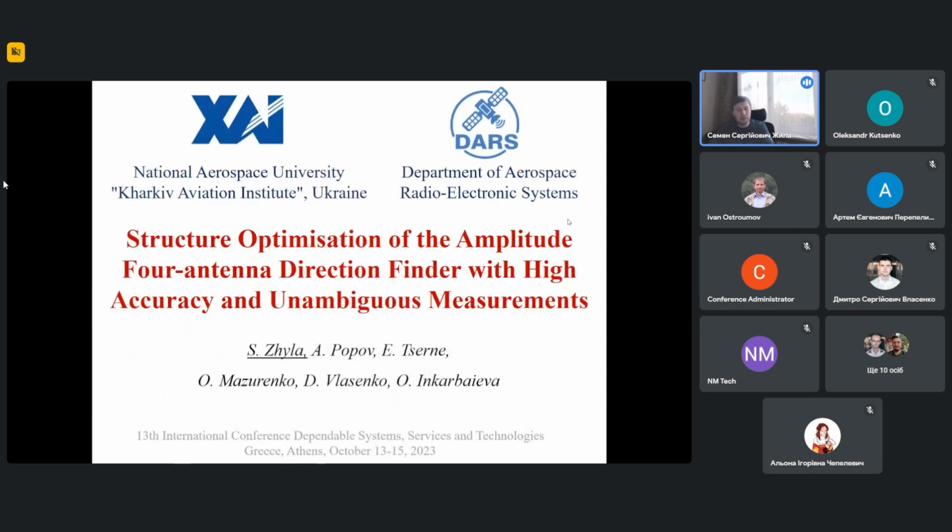And as you see, there was a contradiction between the quality and the unambiguous range of measurements, this theta s. To solve this contradiction, we propose the structure optimization of the amplitude antenna direction finder with high accuracy and unambiguous measurement at the same time.